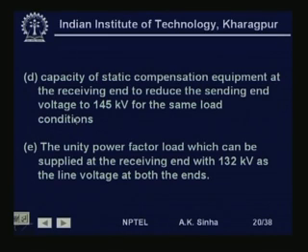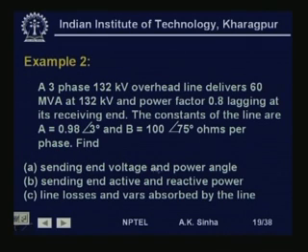That is, whatever voltage we have found out in A will be somewhat higher, and if we want to reduce this voltage, keeping the receiving end voltage at 132, we now want to keep the sending end voltage also at 145 only. That is, we do not want the voltage at the sending end to go beyond 145 kV, and therefore, we will require some reactive power compensation at the receiving end. So, we need to find out what is the rating of the compensating equipment for such a condition.